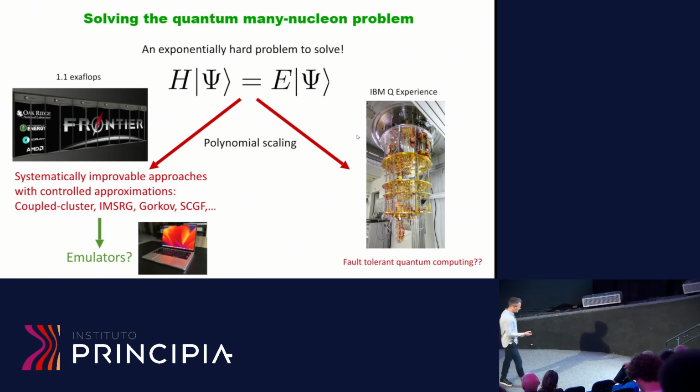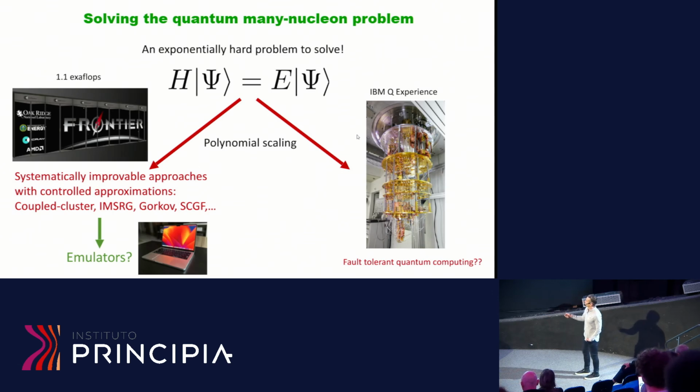So unless you want to just limit yourself to very light nuclei, you cannot do this. So we have to choose a different approach. Well, there might be hope one day that we can go to the right side here and use quantum computing to solve these exponentially hard problems. But I think we are still many years away from applying this to realistic nuclear physics problems.